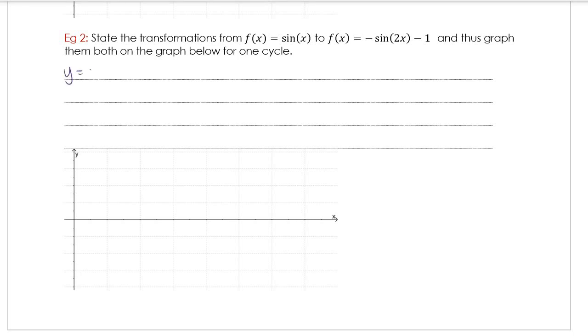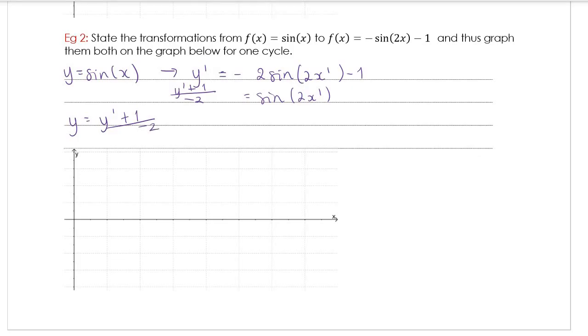So I have y is equal to sine x, which means that my y prime is going to be equal to negative 2 sine 2x prime minus 1. And then we do our usual rearranging again. So I've got y dash plus, not plus 2, sorry, plus 1 divided by negative 2 is equal to sine of 2x prime. Now that I've got that, I've got y is equal to y dash plus 1 over negative 2, which means that y dash is going to be equal to negative 2y take 1. Whereas here I've got 2x dash is equal to x, so x dash is equal to half x.